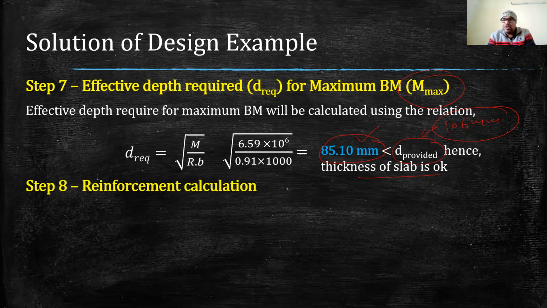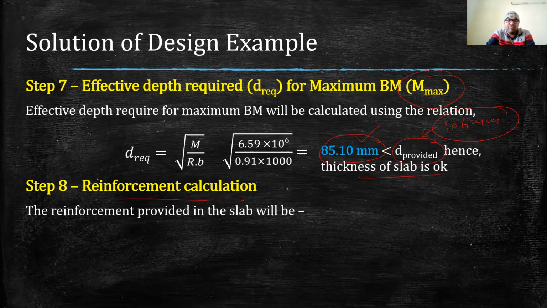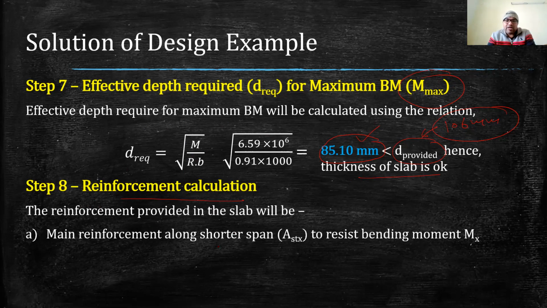Now as we have calculated the bending moment in step 6, we will now calculate the reinforcement which will be required to resist those bending moments. Now, reinforcement here will be provided in three forms. Reinforcement will be provided along the shorter span, and we represent that reinforcement as ASTX: A for area, ST for steel, X for X direction. So AST, area of steel in X direction, which means the shorter dimension, and this area of reinforcement will resist the bending moment Mx.